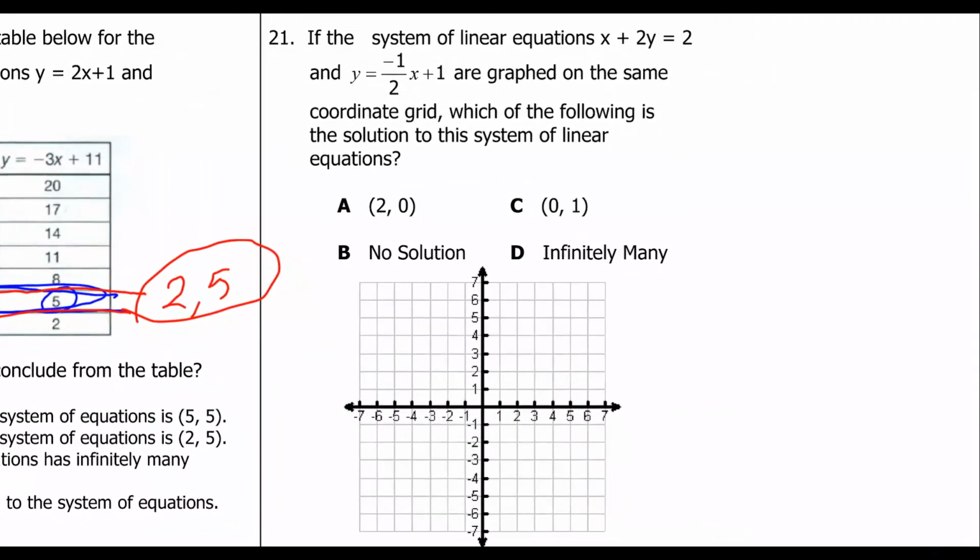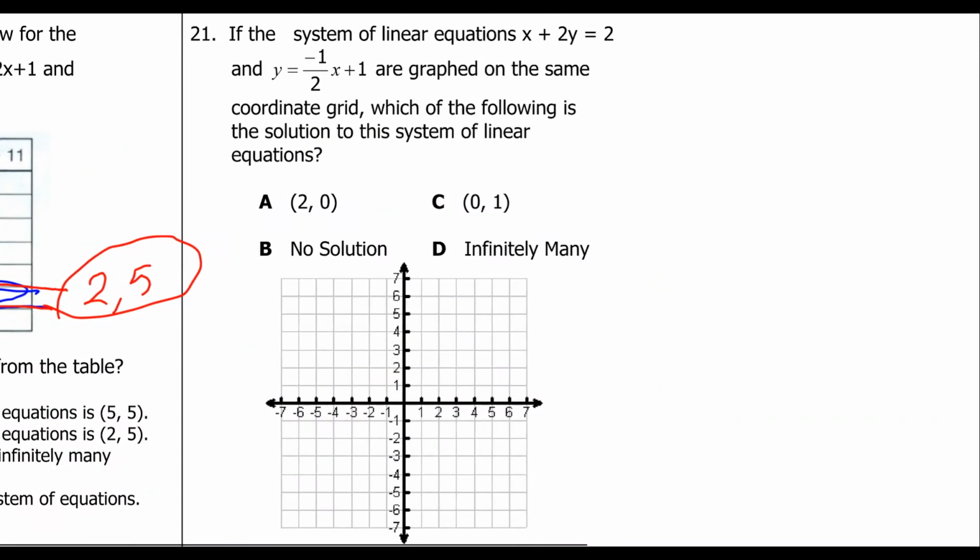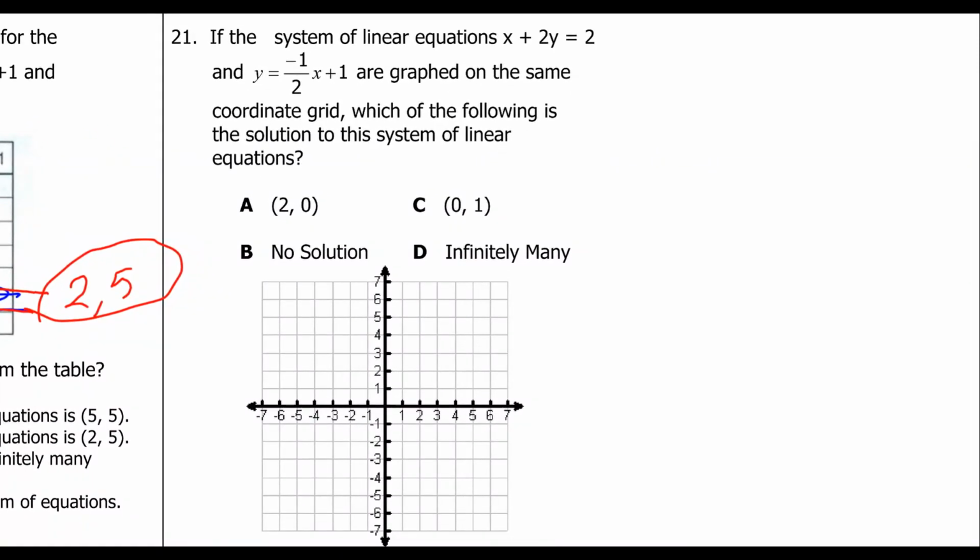Alright, now, number 21. If the system of linear equations x plus 2y equals 2, and y equals negative 1/2 x plus 1 are graphed on the same coordinate grid, which of the following is the solution to the system of linear equations? Now, there's a couple of different ways to do this. From standard form, the easiest way to do it is actually calculate the intercepts. Now, if you remember, there's this really nifty little blackout trick that we taught y'all, okay? Now, the blackout trick, if we cover up the y term, okay?